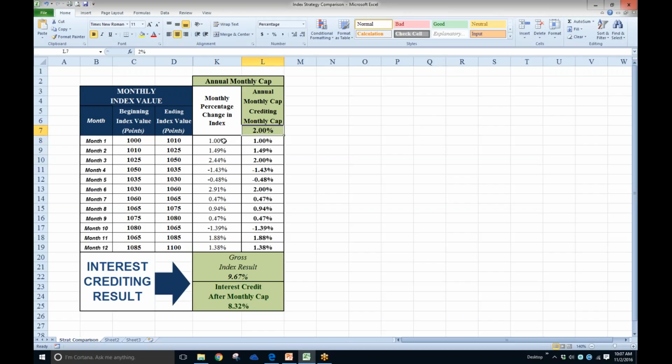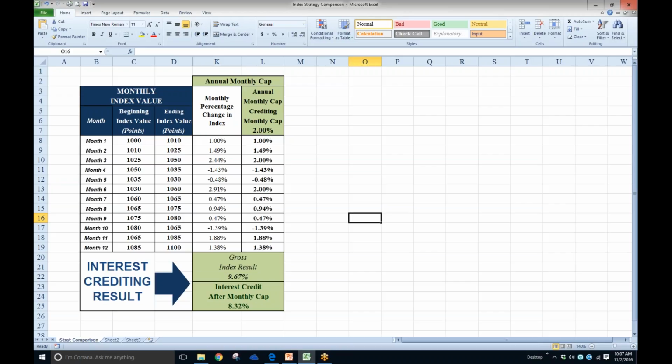So I want you to notice something here. We have a 2% month. For example, right here, the index gained 2.44%, but that's more than the cap, so we cap out. Now, this particular scenario, remember, I just made this one up, doesn't have any really large monthly losses. We got 1.39, we got half a point there. And that's why the gross index result, if we add all these numbers together, uncapped was 9.67. But with our cap, it would be 8.32. Still spectacular, wouldn't you agree?